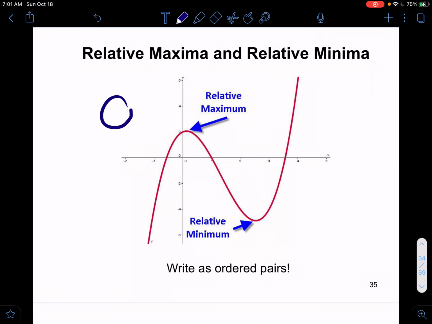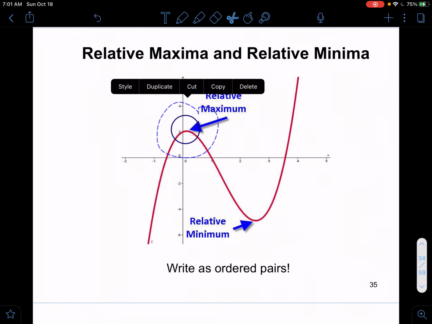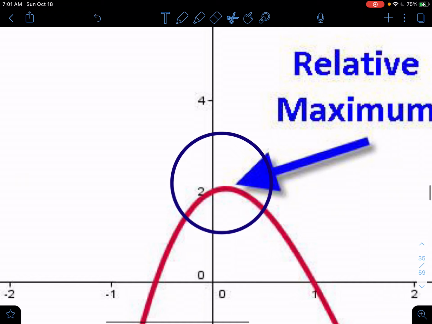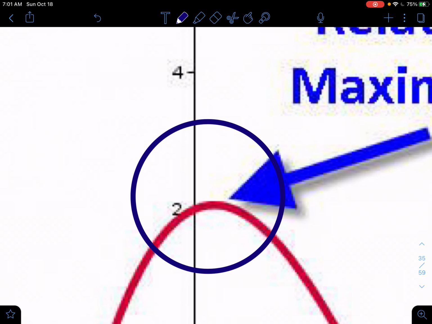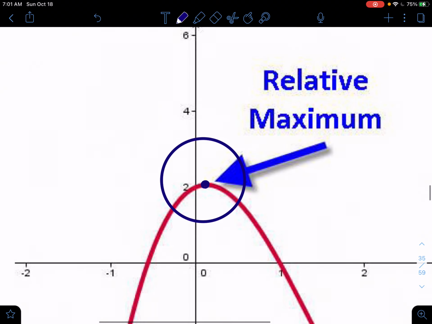That did not end up as a circle. Let's try again. So there's my circle, right? So normally when you do this, I like to think about it as if I just put a circle over it, right? And if you zoom in really close to that point, you will see that this is essentially a high point, right? You rise all the way up and you get to this spot that we call a high point. Now, this is what we would call a relative maximum.